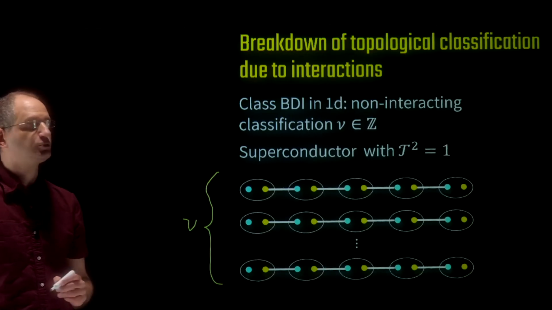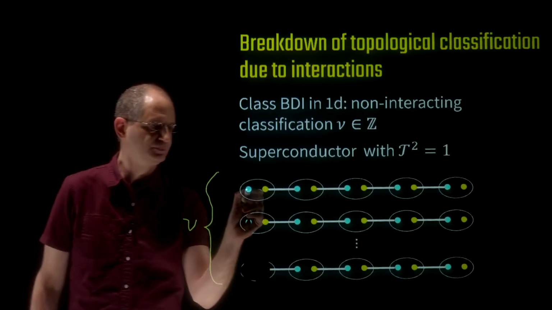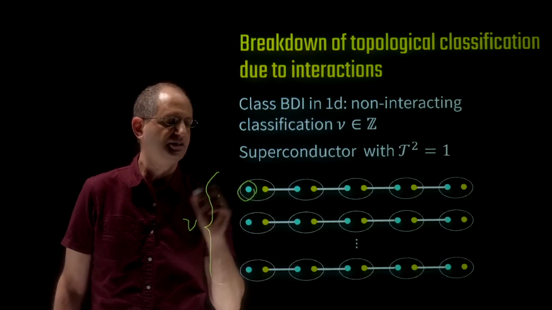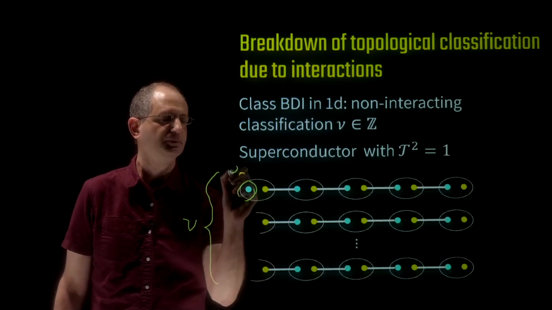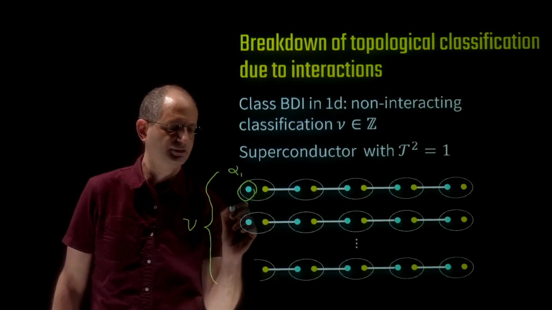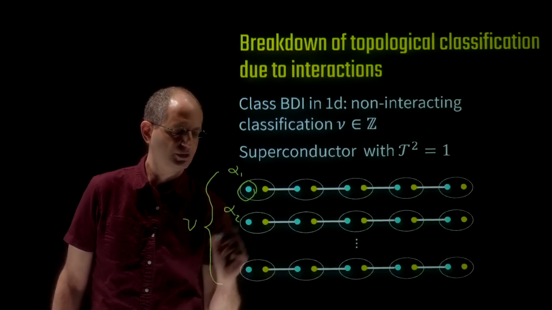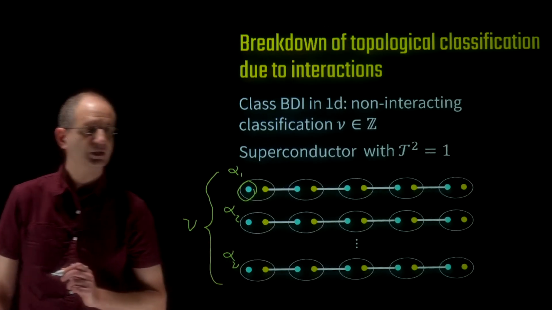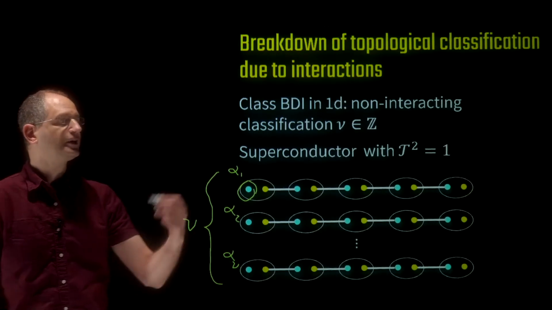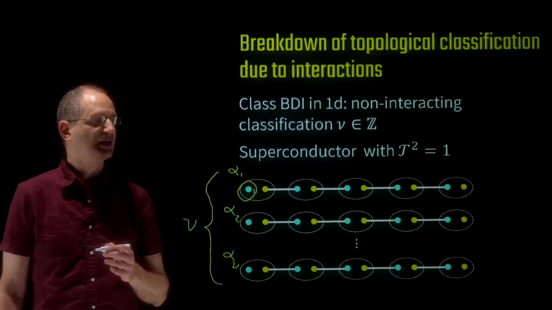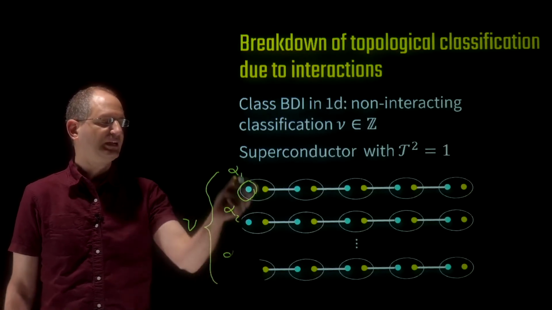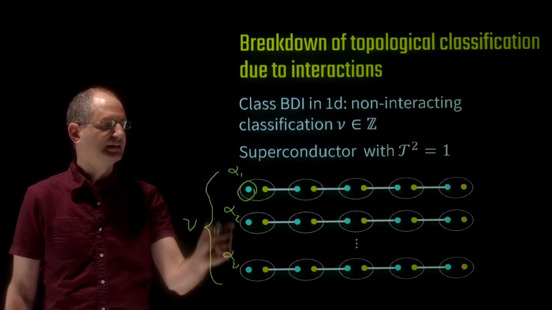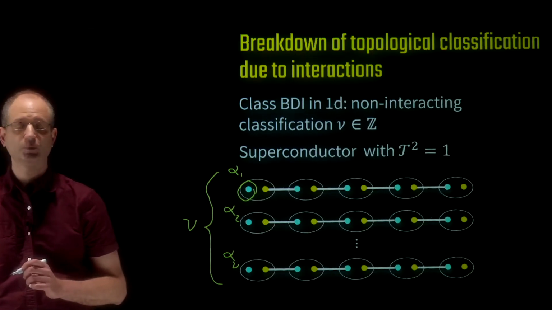Each one of these chains would have its own Majorana zero mode. On the left side, these would all be of the alpha type. Call them alpha 1, alpha 2, and so forth all the way up to alpha nu. Now the claim is that as long as we allow only for quadratic couplings, we cannot actually lift the degeneracy of these new zero modes.